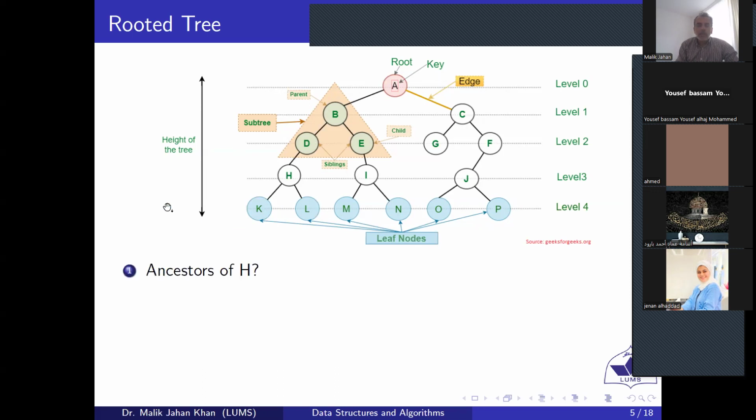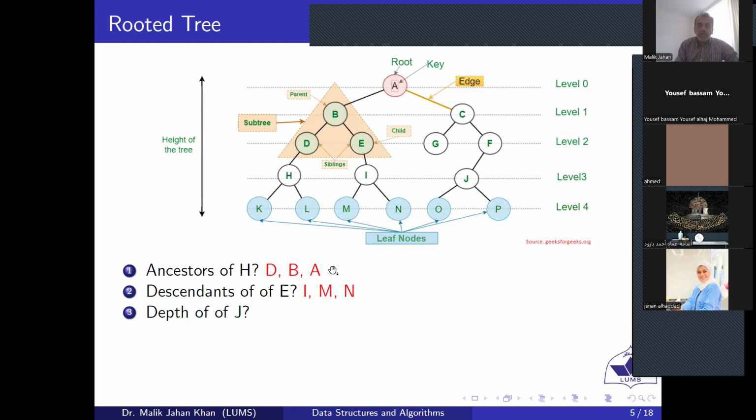We can go around these different examples. For example, the ancestors of H are D, B, and A. D is the immediate parent of H, B is the grandparent of H, and A is the great-grandparent of H. The descendants of E are the nodes which depend on E. The immediate child is I, and M and N are the grandchildren of E.